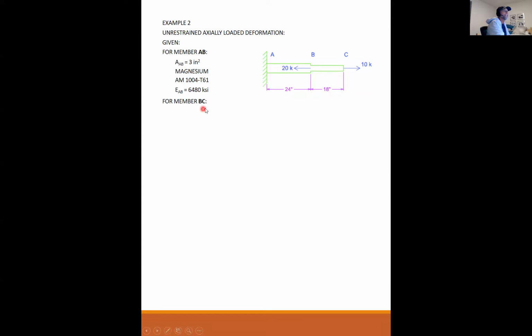For member BC, the area is now only 1 inch squared. This portion is made out of titanium. Don't worry too much how I connected titanium and magnesium. I used Gorilla Glue, so that's not a problem there. The designation on the back cover of the book is Ti-6Al-4V, and Young's modulus is 17,400 ksi for this material. Okay, so what is required is find the total deformation at C due to the loading as shown.